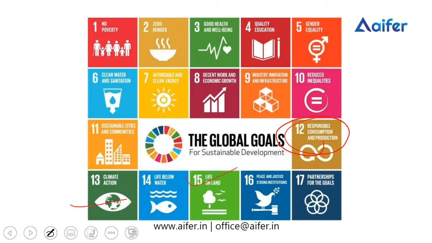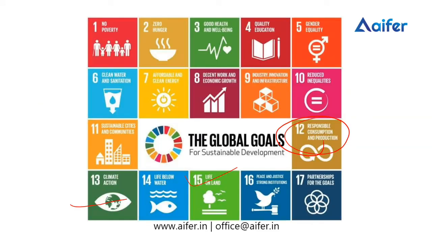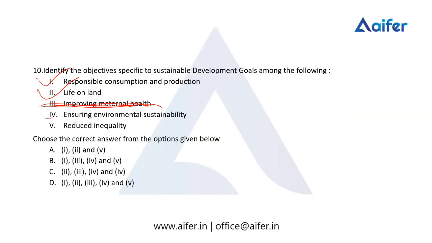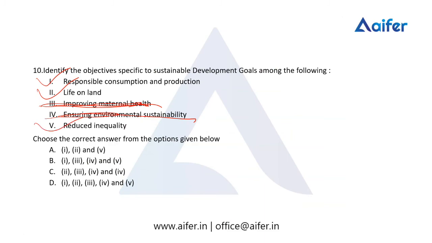We have life on land. Then improving maternal health, it's not a part of sustainable development goals, it's a part of millennium development goals. Then we have ensuring environmental sustainability. Also you can't find it among the sustainable development goals, it's also a part of millennium development goals. Then we have reduced inequality. So we have 1, 2 and 5 as the correct answer. Responsible consumption and production, life on land, reduced inequality. Okay, so we have option A as the correct answer for this particular question.